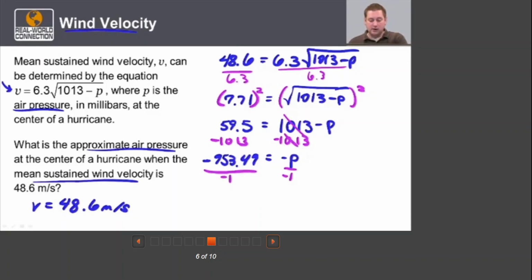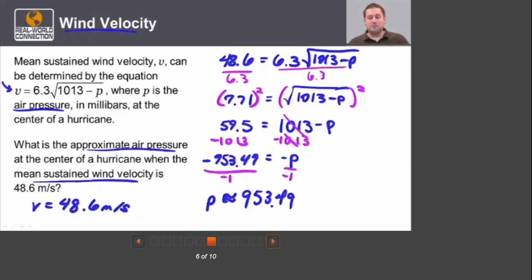So we need to find the p value. It's positive. If you take a negative 953.4 million divided by negative 1, you're going to end up with a positive 953.4 million. Keep in mind, I said these are all approximate values, so let's put our approximate sign here. It's approximately 953.49.